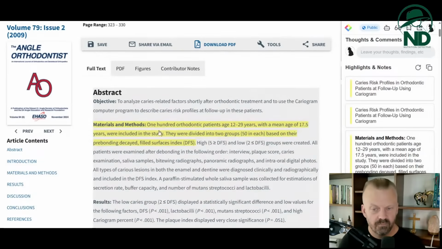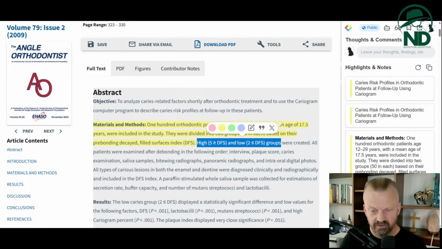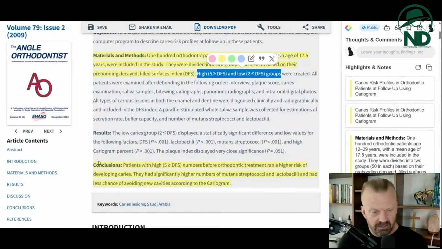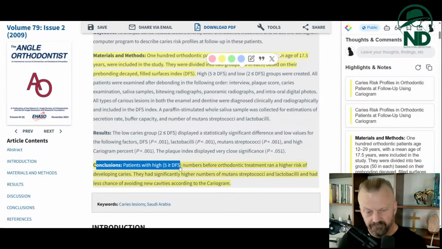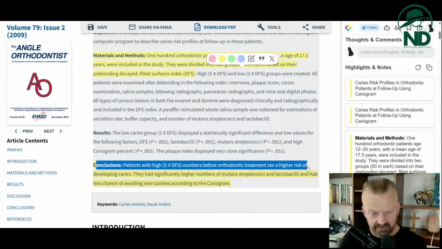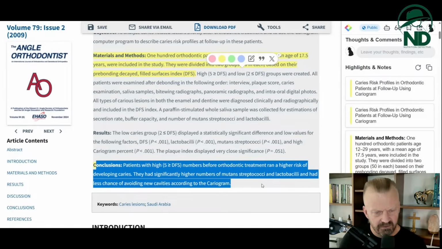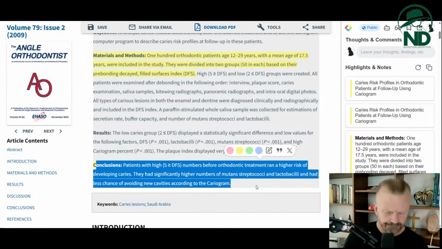There we are. So they looked at 100 orthodontic patients aged 12 to 29 years with an average age of how many fillings they already had. They had high and low groups in terms of the number of fillings. Patients with a higher number of fillings before orthodontic treatment ran a higher risk of developing cavities. They had significantly higher numbers of mutans streptococci and lactobacilli, and had less chance of avoiding new cavities according to the cariogram. So let's use logic here.